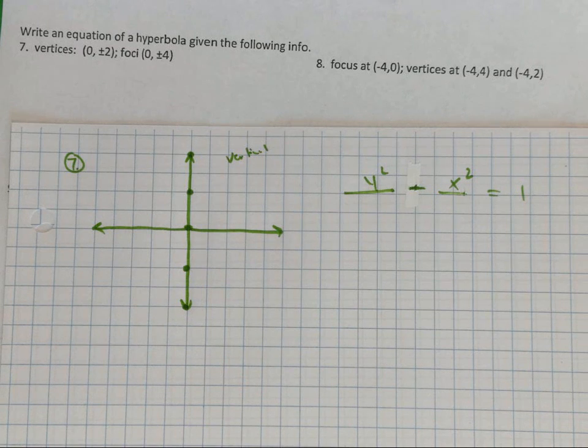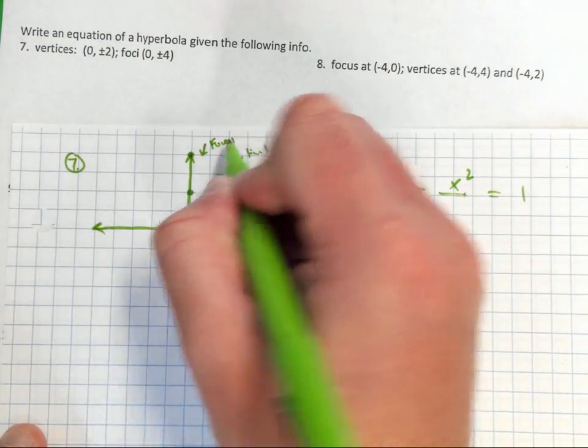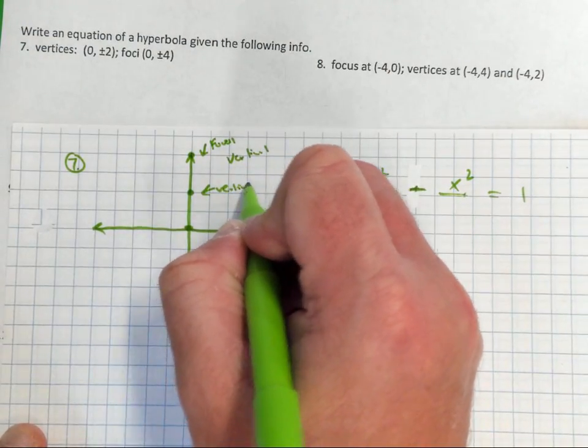Now, remember, what always comes first here? Your what value? A squared. A squared is the distance from the center to one of the vertices. So, starting here, how far is that? Let's do this, because you're going to get confused. This is foci, focus. This is a vertex, okay? If you need a label.